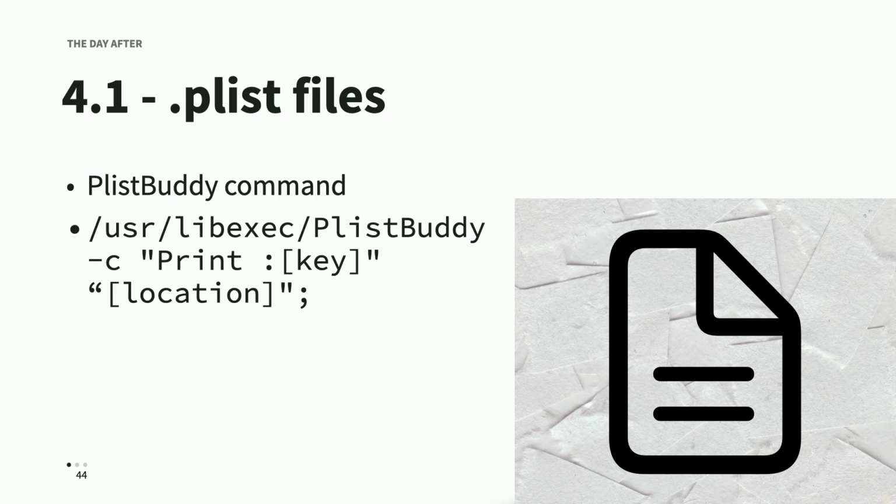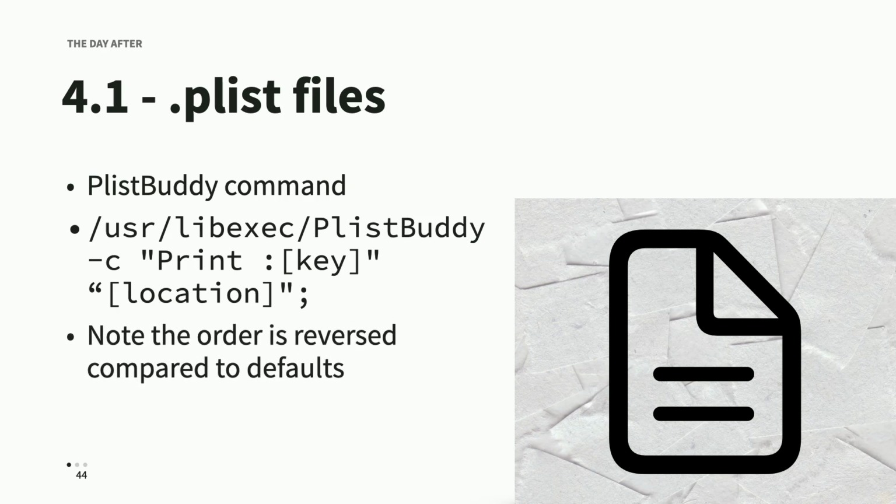Here's the location. The eagle-eyed among you who have not yet succumbed to lunch have probably noticed that the order of these is reversed. Defaults asks for a location first, then the key. PlistBuddy asks for the key first and then the location. Not a huge deal, just remember.